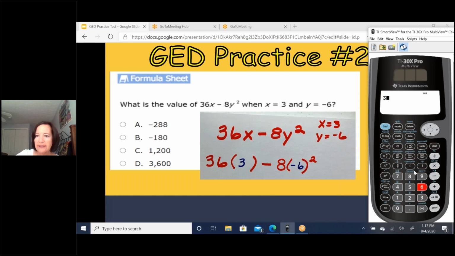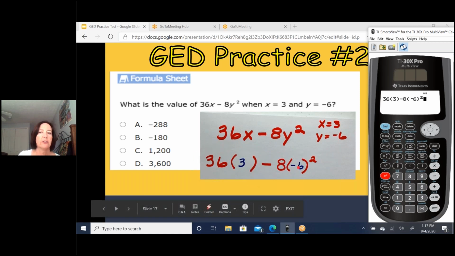So it's 36. My calculator has got open parentheses. I'm going to use it. It's a 3, close parentheses. This is subtract 8, open parentheses. I'm going to use my negative sign for negative 6, close parentheses, and I'm going to use my x squared to square that value. Okay, now look at my calculator screen. I inputted it exactly the way I have it written right here.